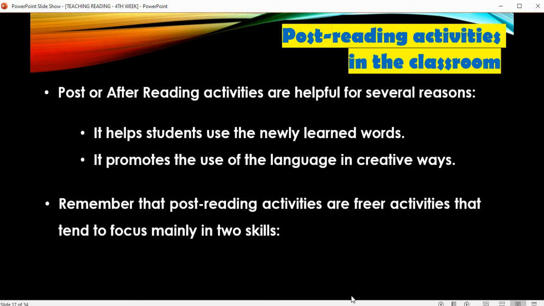Remember that post-reading activities are freer activities that tend to focus mainly on two skills. As I told you, here we're going to practice two skills more. One of them is speaking and the other one is listening. We also use them, if you notice, in a while-reading stage. But here in the post-reading, we are going to use these two skills more. All right? The speaking and the listening skill.